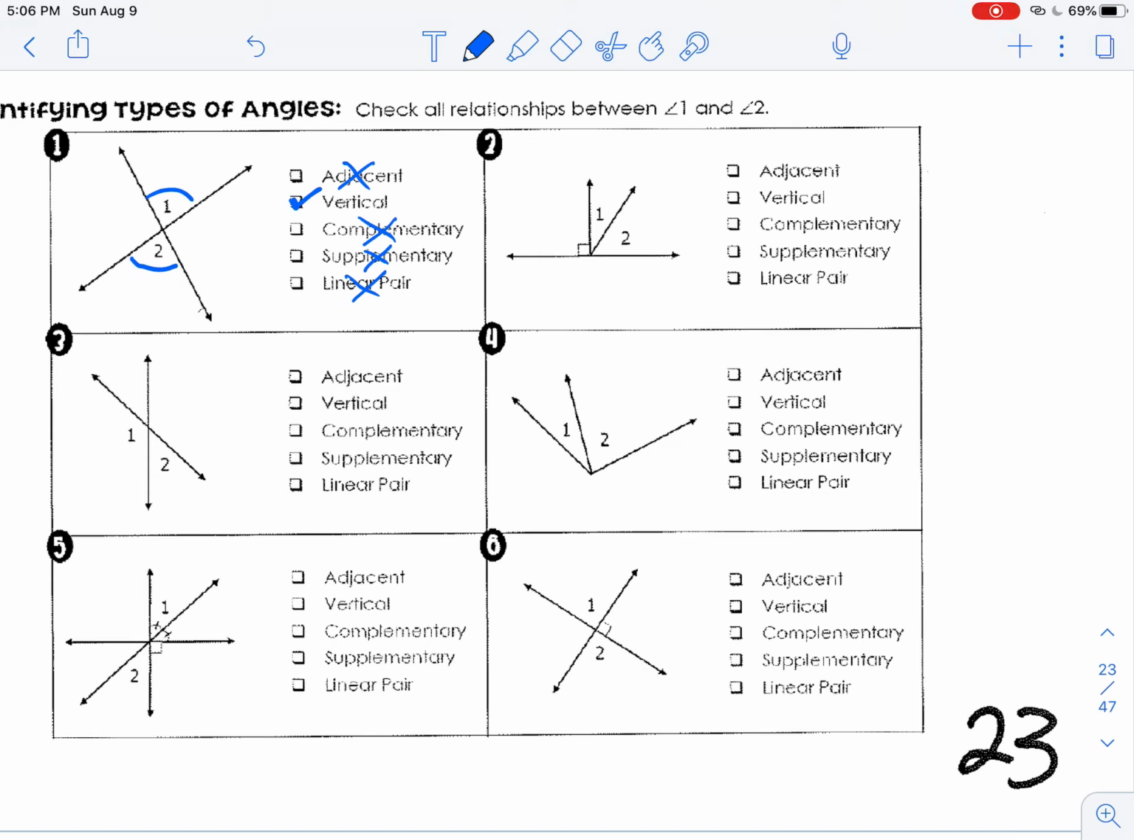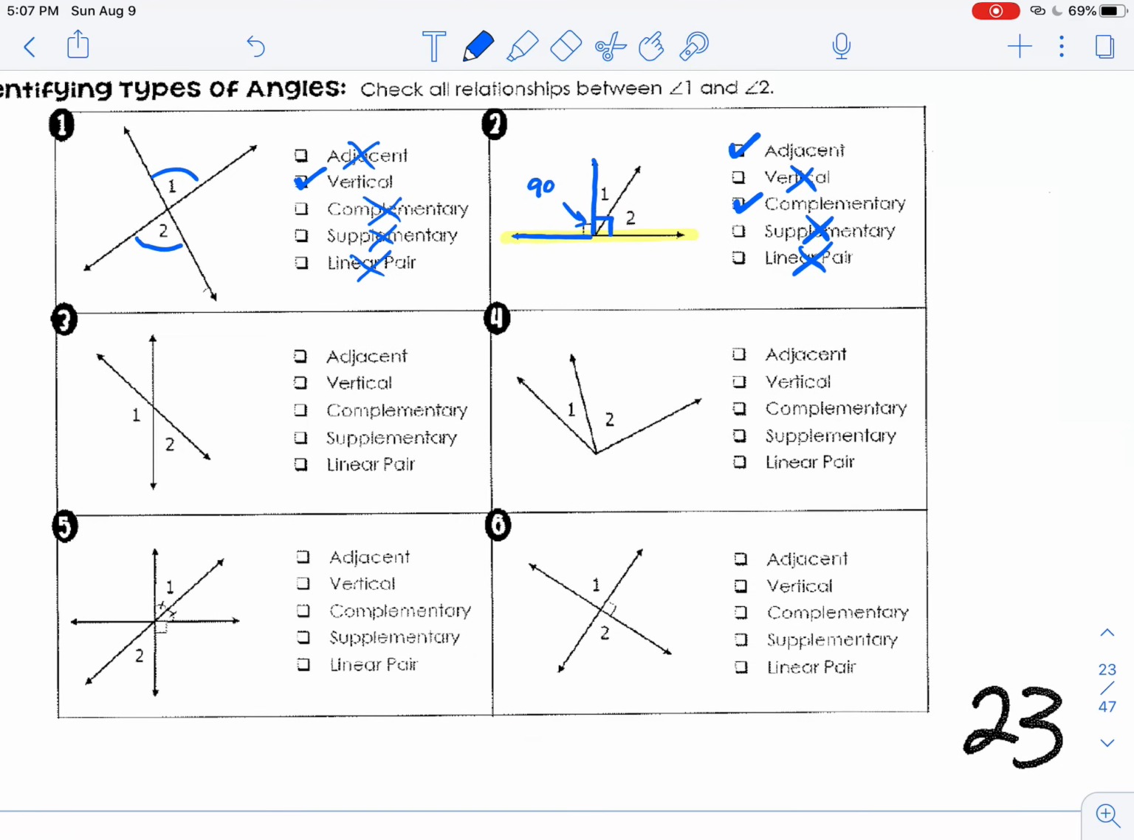And number 2, now a couple of things to notice. This is a straight line, so we know it measures 180. This little box means 90. If we know that the angle on the left is 90, then the angle on the right, that is the sum of 1 and 2, is also 90. So we know that these are complementary. They are not formed by vertical or intersecting lines. They are adjacent to each other. They're not 180 and they're not a linear pair.